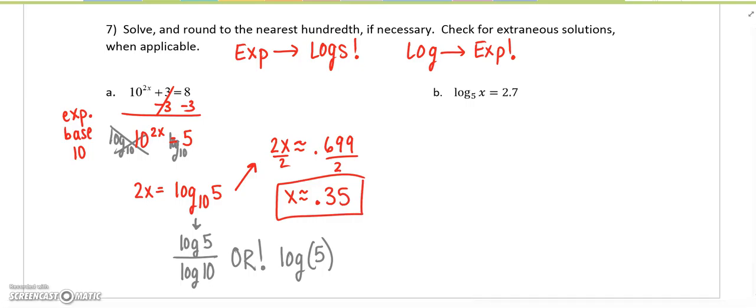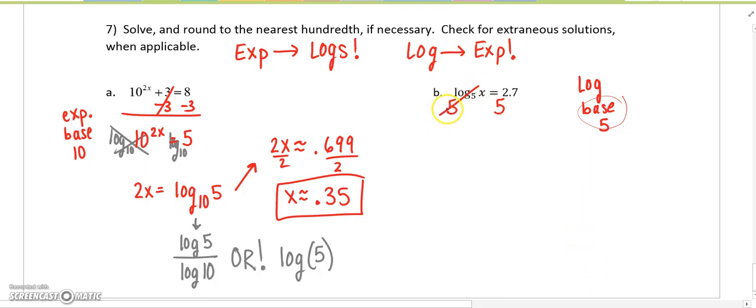Okay? Alright, letter B. Letter B has the word log in it. So I can tell this is a log function with a base 5. So what I'm going to do, it already has a log. So don't you dare write another log, right? That wouldn't make sense. Instead, I just put a base 5. That means a 5 right in this spot so that it looks like it's 5 to the log base 5 of x, 5 to the 2.7.